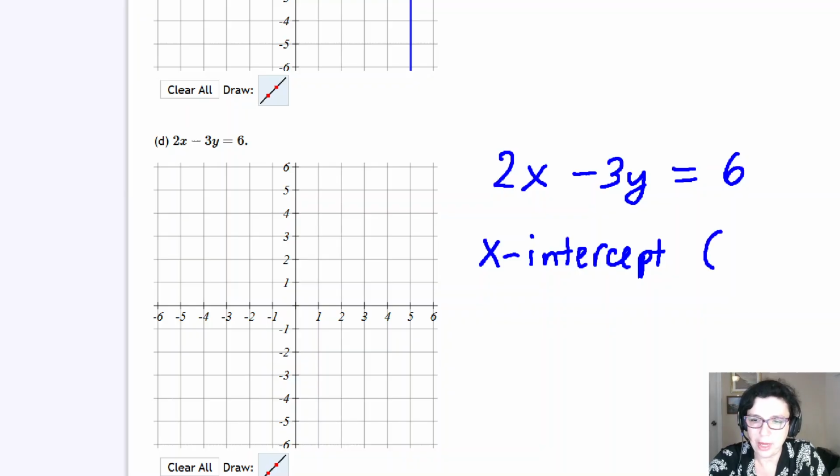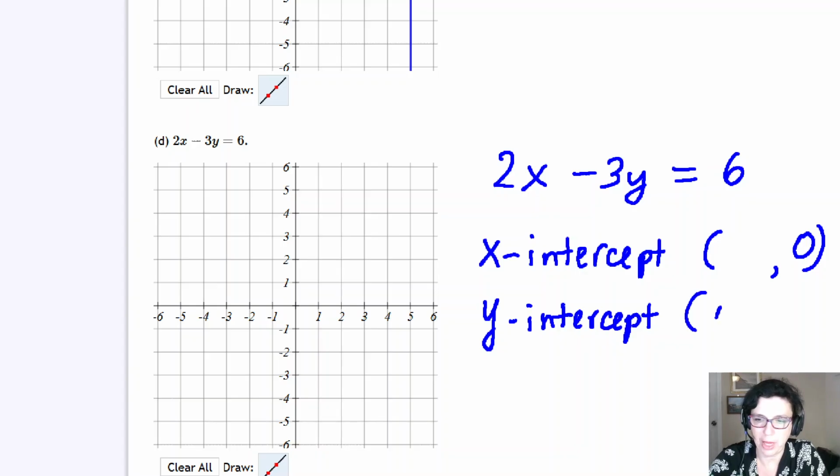Now, for the x-intercept, you need to remember that the other coordinate, which is y, is equal to 0. Okay, and then for the y-intercept, this is going to be the opposite. So whenever it's y-intercept, x equals 0 and y is something else.